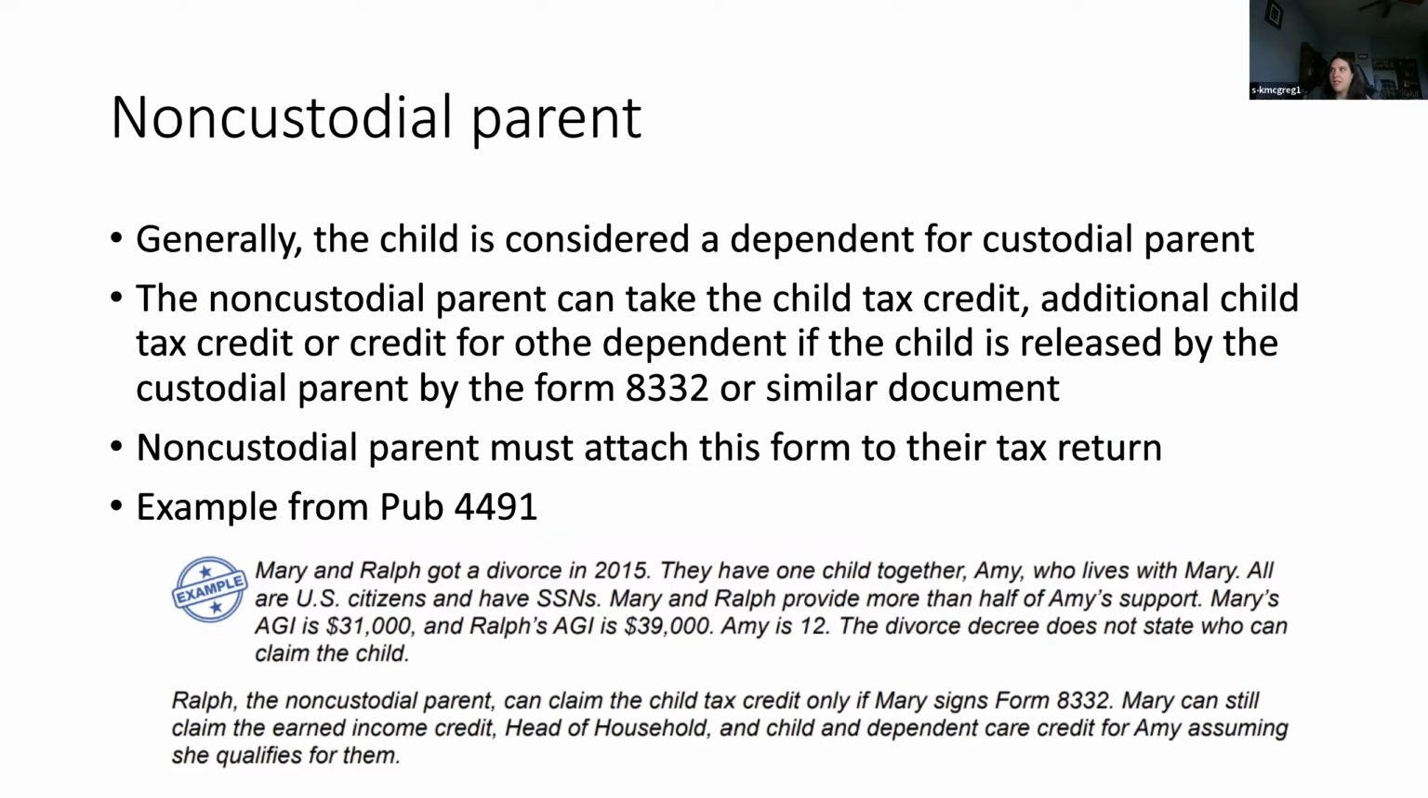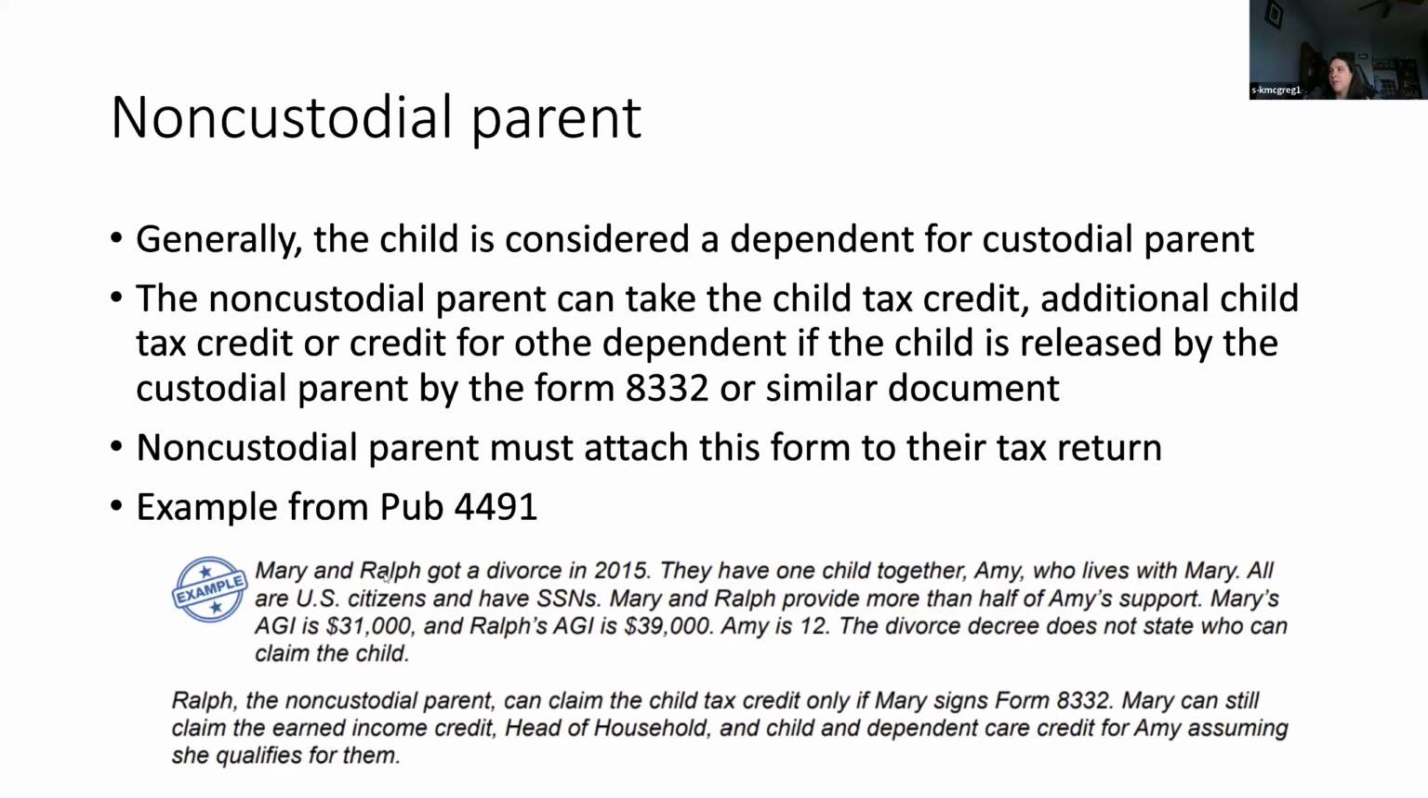Like dependency, in general, the person who's considered the custodial parent, or the one that's claiming the child as a dependent, is generally the one that would take this. Like I mentioned before, the other person can, if the one that's supposed to take it gives them permission. And the document that you'd have to fill out for that is the 8332, and you have to attach that to the tax return.